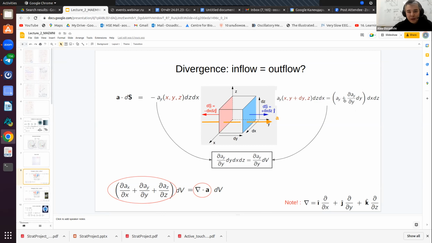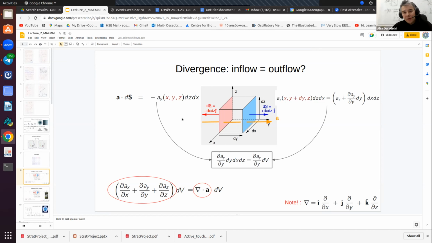And then you can sum these two, and it's very easy to see that the only term that survives is dAy/dy times dy dx dz. And dy dx dz is already the element of volume, and that's why we denoted it dV.